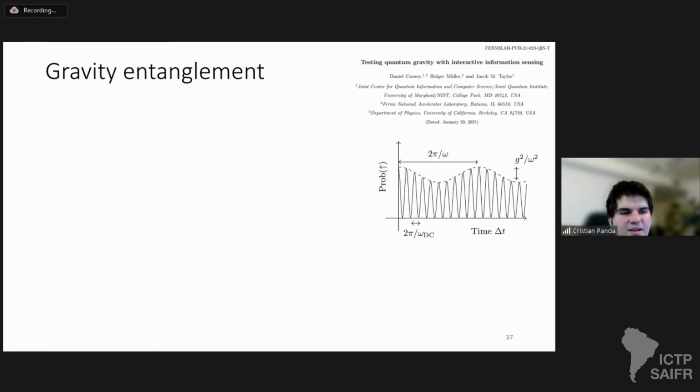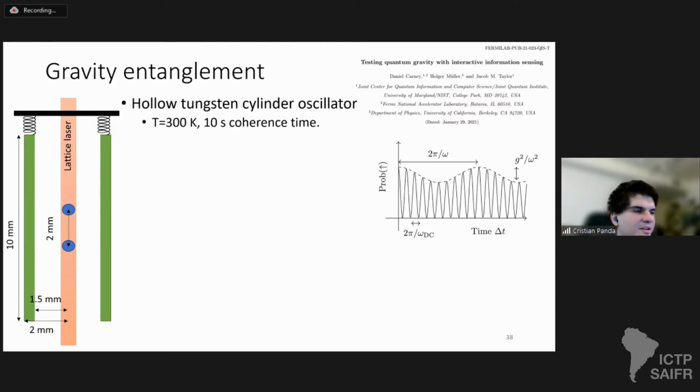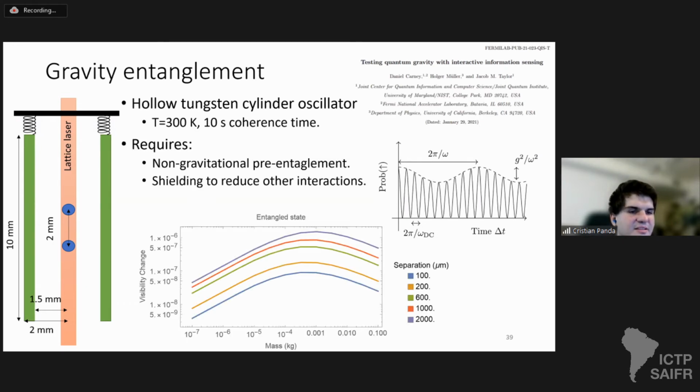contrast decay and revival at the oscillation frequency of the mechanical oscillator that we could see in our interferometer. A possible experiment geometry might involve a hollow cylinder, made out of tungsten maybe. It would oscillate along the longitudinal direction of our lattice atom interferometer. In this case, the amplitude of the contrast or visibility oscillations is given by the coupling constant divided by the oscillation frequency. And we can make some estimates.